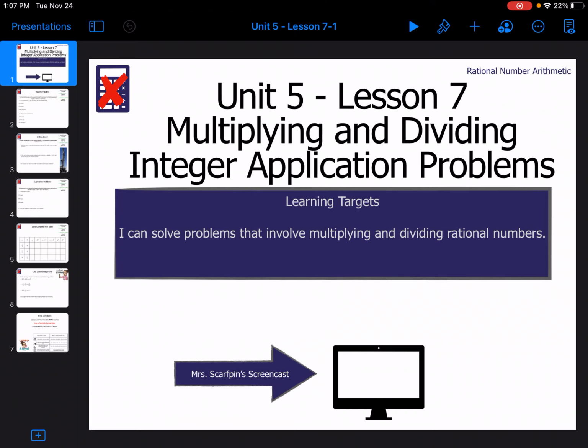All right, Unit 5, Lesson 7, multiplying and dividing integer application problems. So I can solve problems that involve multiplying and dividing rational numbers. Remember, rational numbers are positive and negative numbers that include fractions, decimals, and whole numbers.